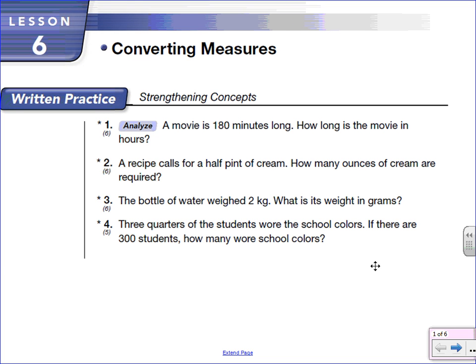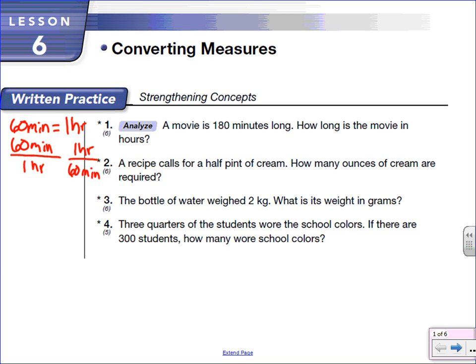So, a movie is 180 minutes long. How long is the movie in hours? So, what do we know about hours and minutes? Well, we know that there are 60 minutes in 1 hour. So the equivalency that we would write is 60 minutes equals 1 hour. And based on that, we can make two different fractions. We can make 60 minutes over 1 hour, or we can make 1 hour over 60 minutes. Okay?